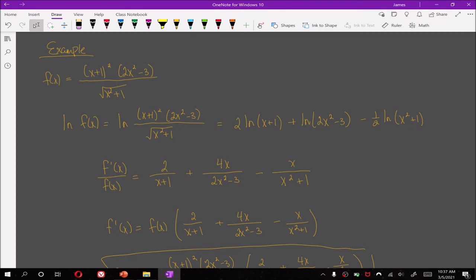This technique is called logarithmic differentiation, right? And the procedure is as follows. Take the natural log of both sides, use implicit differentiation, then solve for f prime.